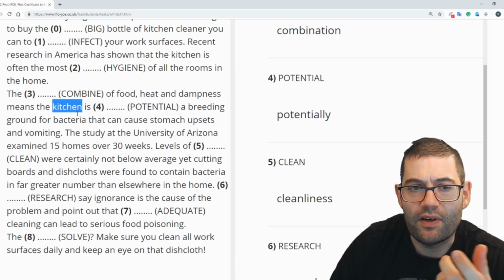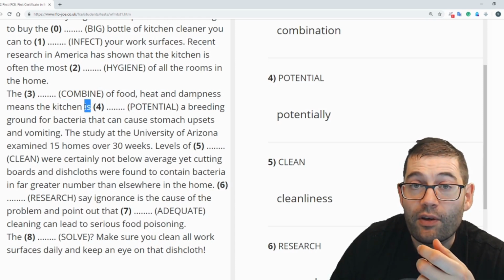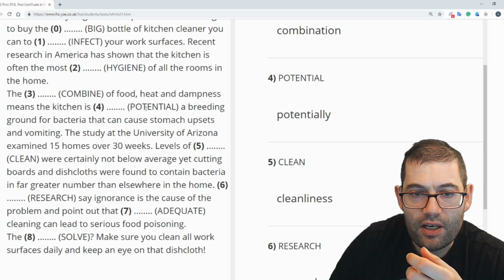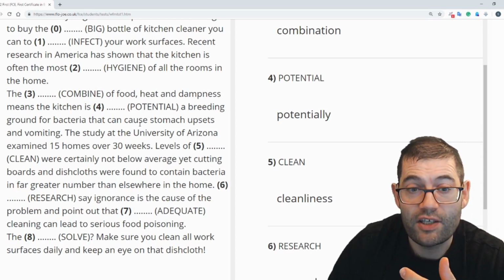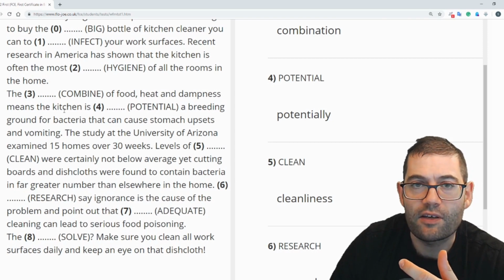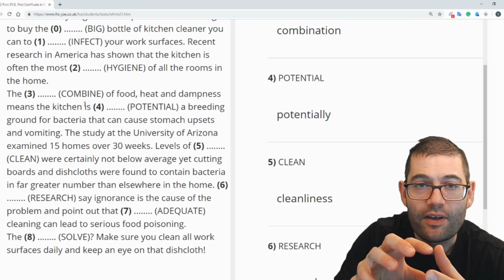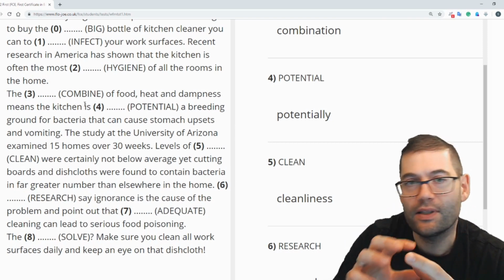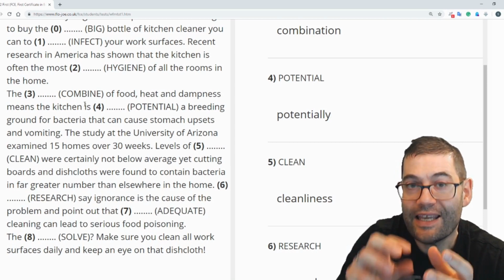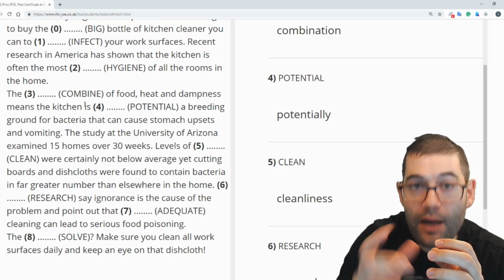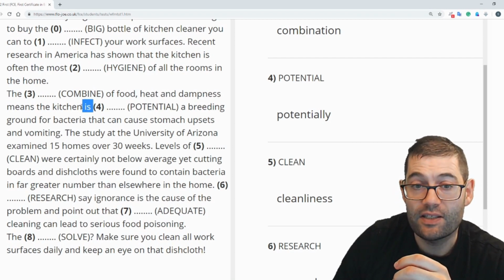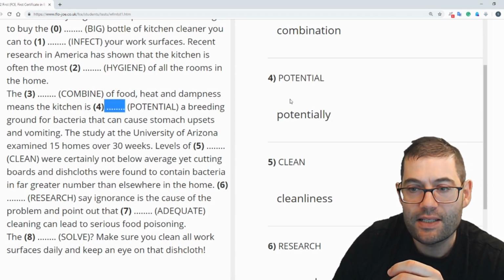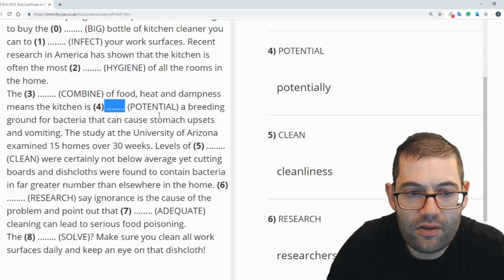So what is this modifying? Well, this is modifying the verb is, because otherwise it would say means the kitchen is a breeding ground for bacteria that can cause stomach upsets and vomiting, which is rather definitive. It's rather certain. But the context here is not saying that it is, but that it might be. So this adverb that we need needs to modify this verb. And the adverb that we need is, as you can see above my head, potentially.